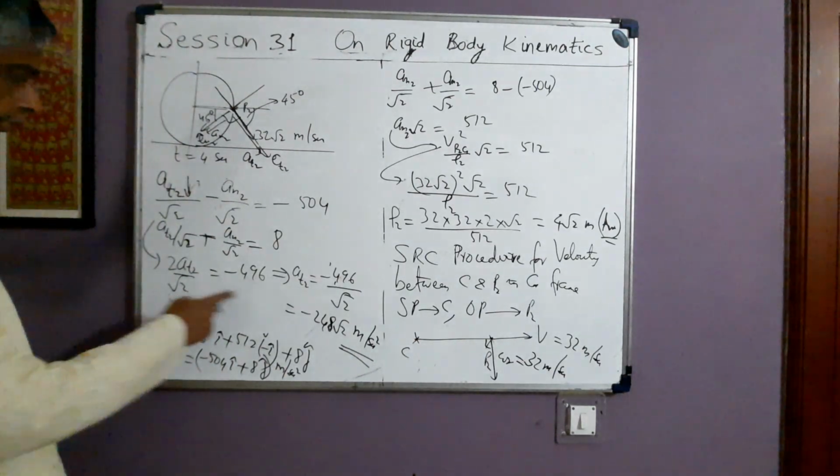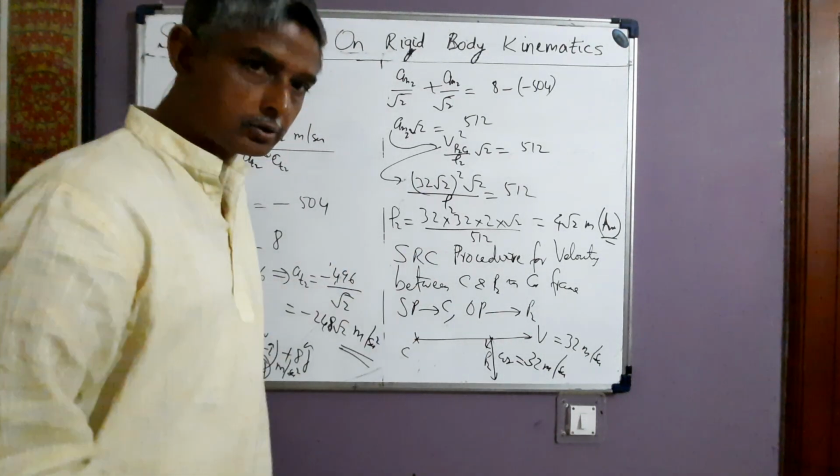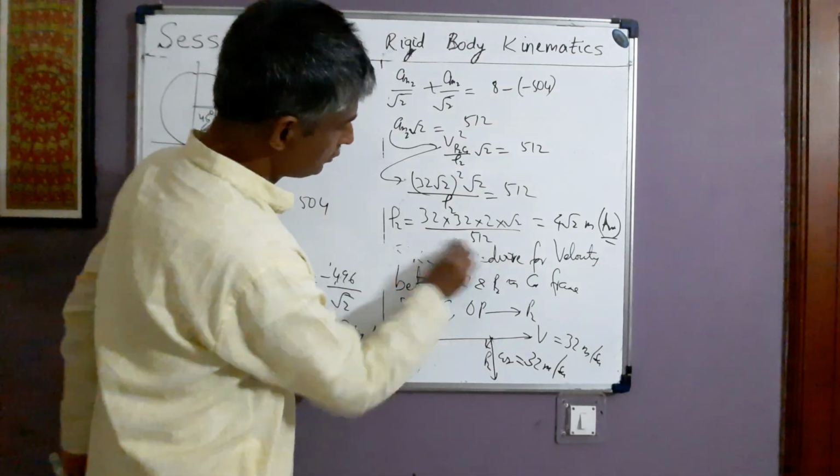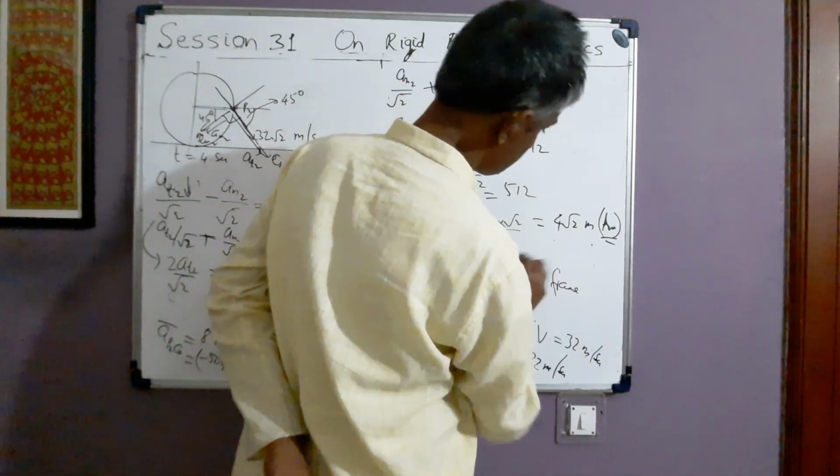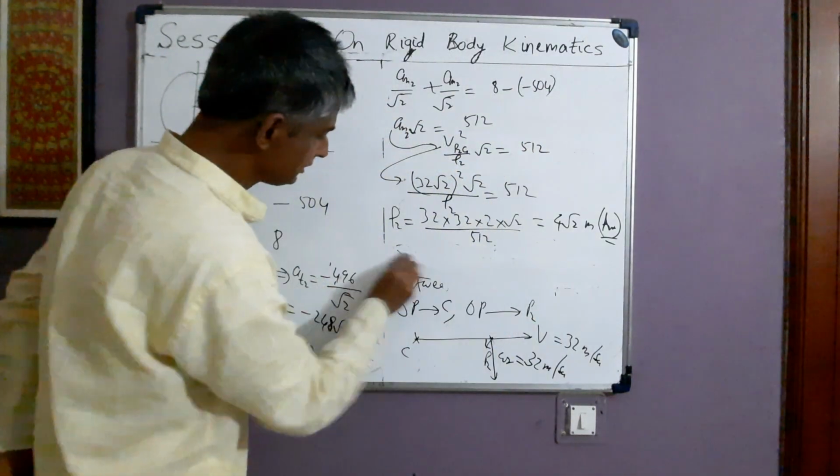So A2 also I found out, and rho 2 also I found out. Now what you have to do? You have to repeat the entire thing for P3. For P3 you have to repeat now, P3.